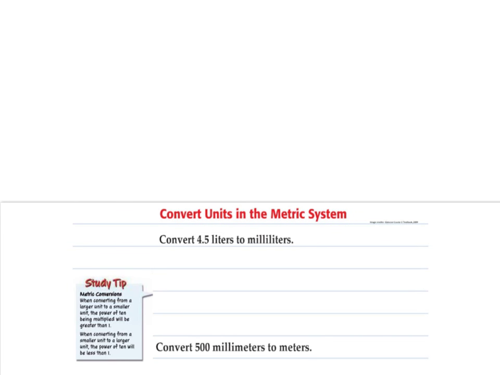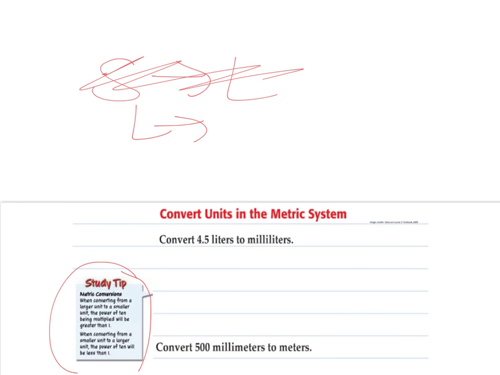This is based on the metric system. It's based on our place value. So when we convert, there's a little study tip here. If we're going small to large, it's like we multiply, versus large to small. Right here it says when converting from a larger unit to a smaller unit, the power of 10 being multiplied will be greater than 1. When converting from small to large, the power of 10 will be less than 1. Again, that's because the larger the unit, the less you need. The smaller the unit, the more you need.